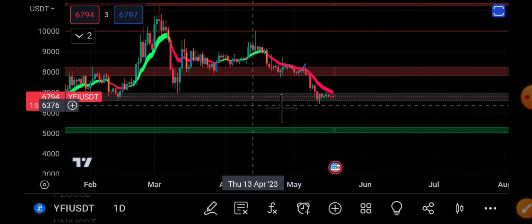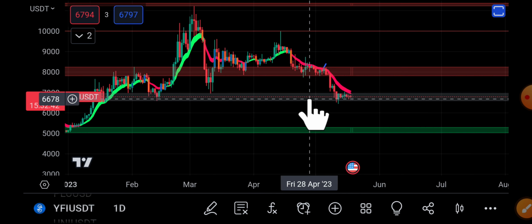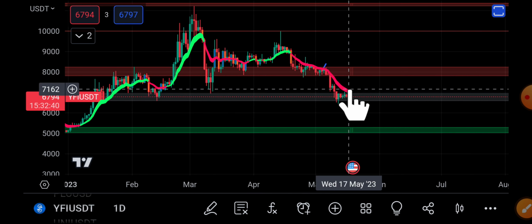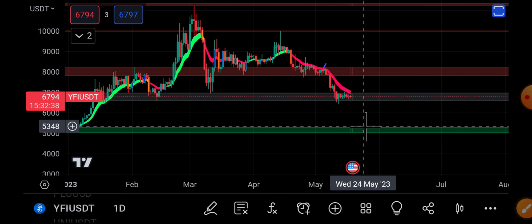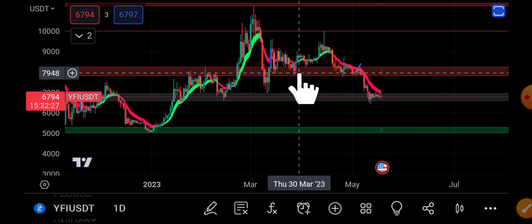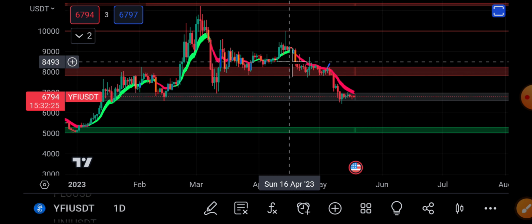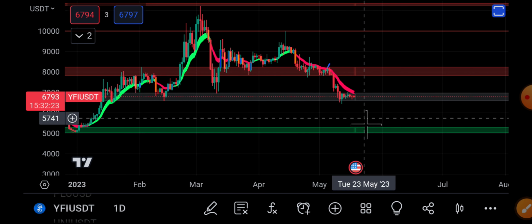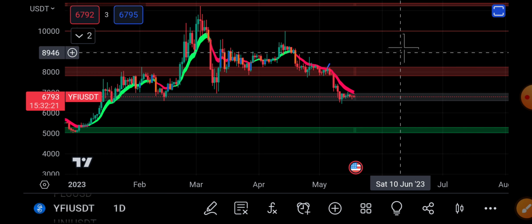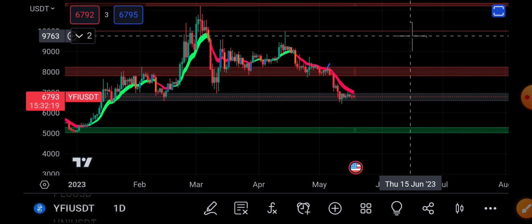So currently, as you can see, what are we expecting for YFI? We are expecting one last push even to the downside, even to the $5,300 level, which will be the last fake out for the price of YFI. So that is what we're expecting. I'll be giving you more reasons why we should be expecting one last fake out for the price of YFI before we see another huge push to the upside.